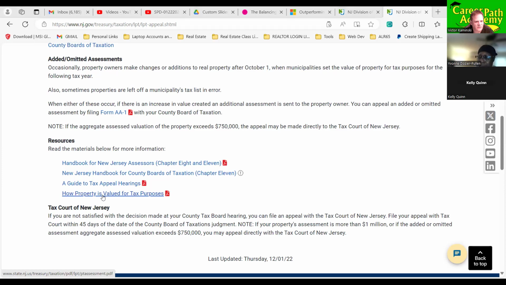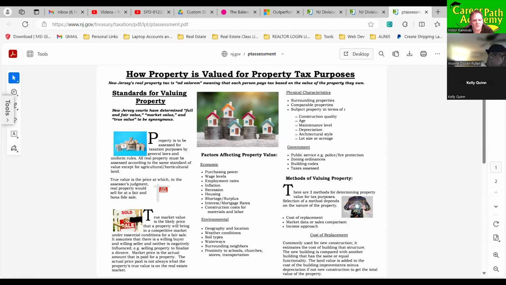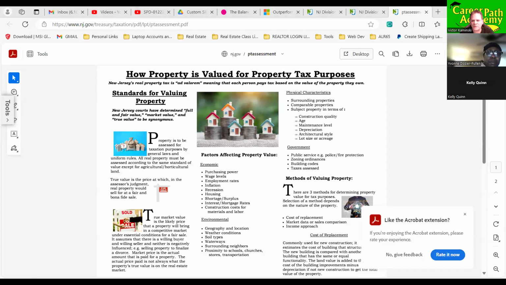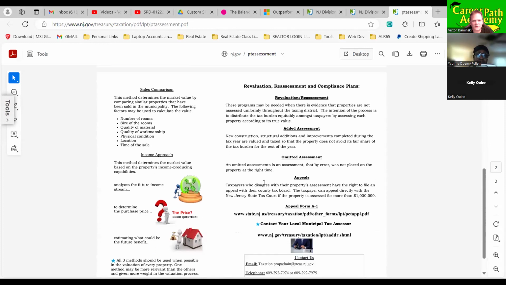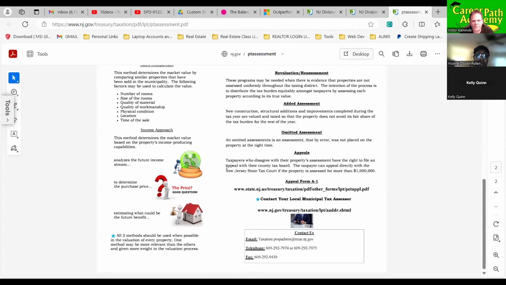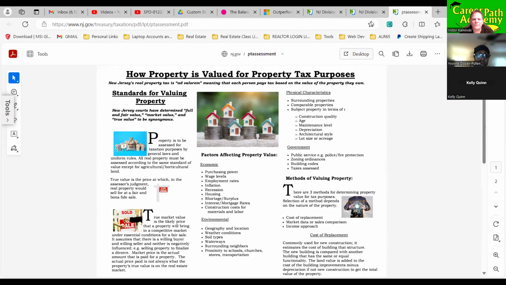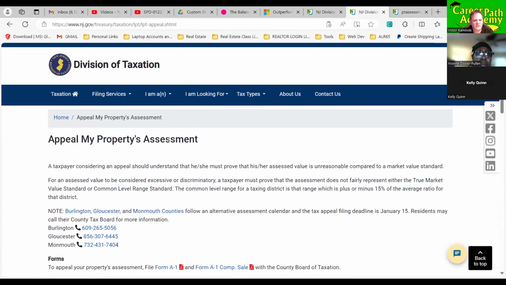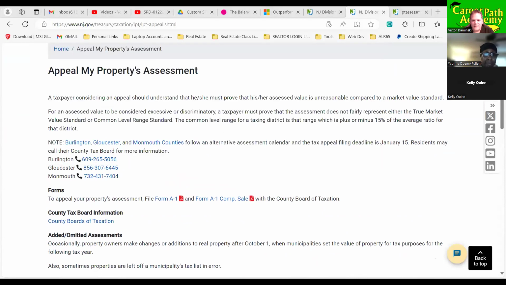Well, actually, this is the link that I went to. All right, so this is the guide for the tax appeals. How property tax is valued for taxation purposes. See if they give you the formulas. I know I do in my slides. Either way, what we'll do is I'll share this link that has all those links on it. Put that in the slideshow. How about that? How about them apples?